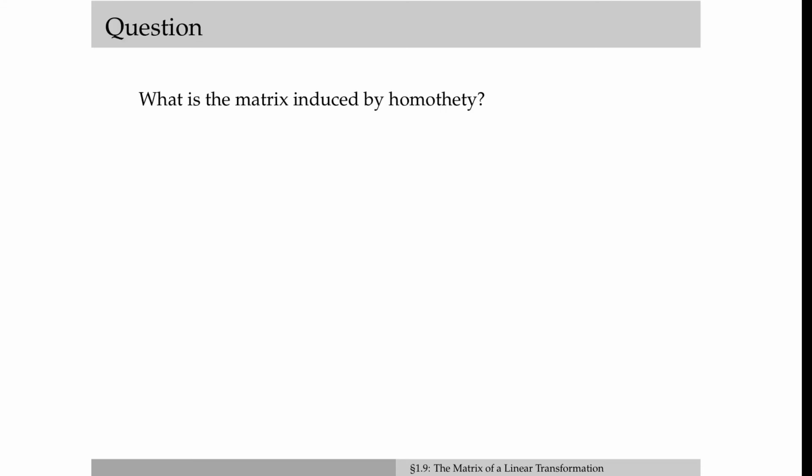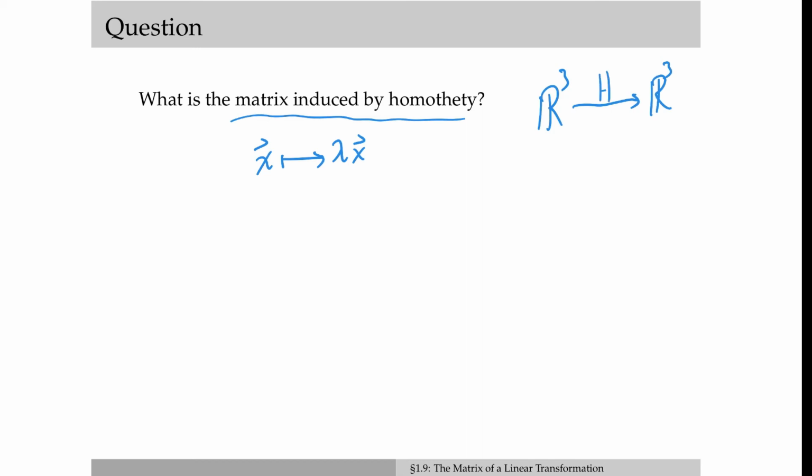Alright, now that I know that I can take a linear transformation and write it as a matrix, given certain cases, now what is the matrix induced by homothety? So remember, a homothety takes some arbitrary vector x and maps it to lambda x. Alright, in this case, let's say we're working over R3. So we're going to take a map from R3 to R3, call it capital H for homothety, and we're going to take some x, homothety, h sub lambda, and it goes to lambda x.